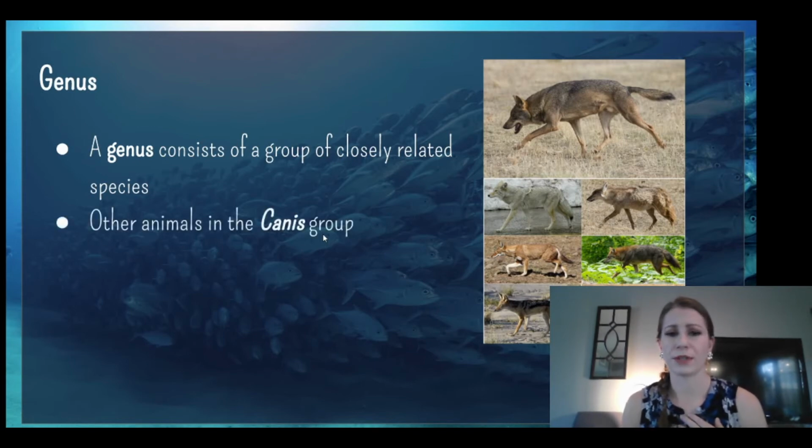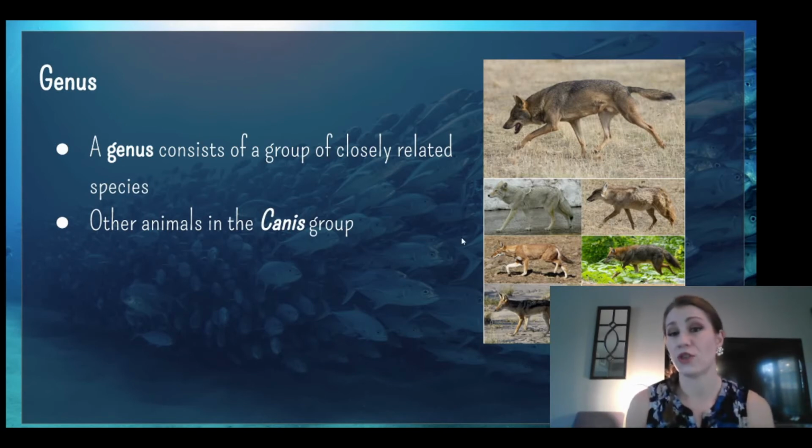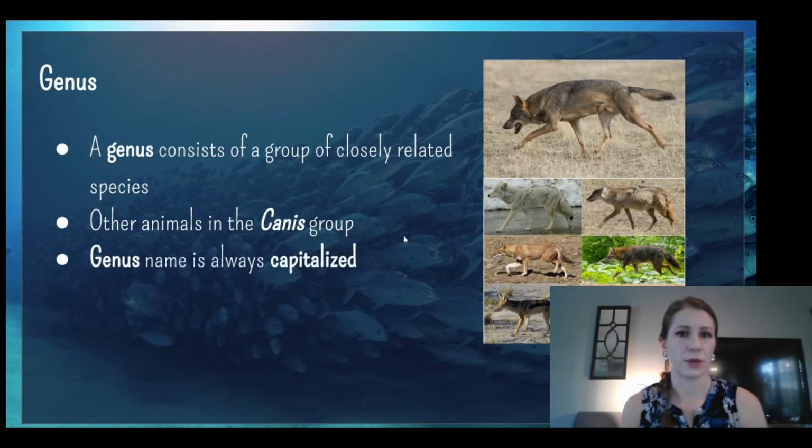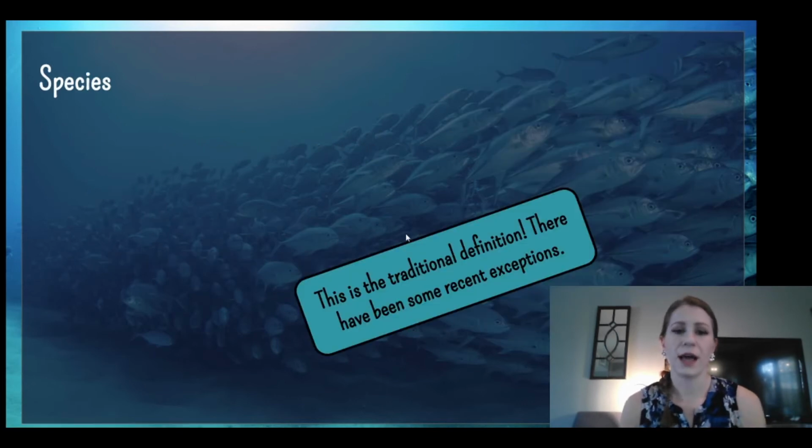These are the other animals in the Canis group. And you can see they have lots of different types of locations. They live in different environments. They can live all over the world, but they are still closely related to each other. The genus name is always capitalized, just to keep that in mind.